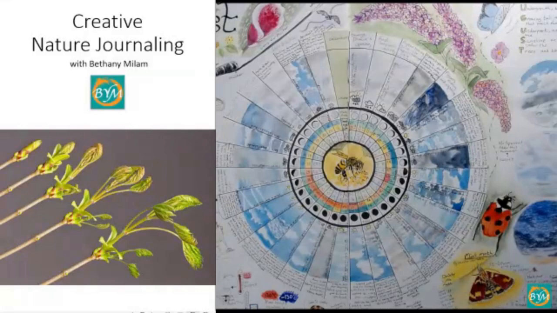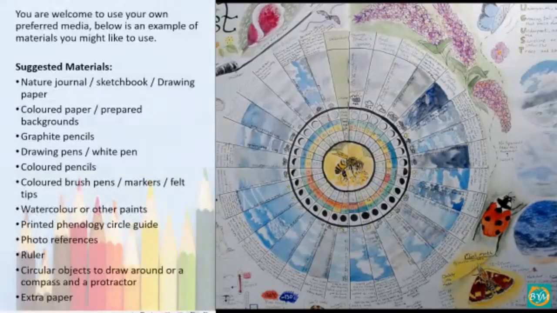So today we're going to start off with what materials you need. There are suggestions; you don't have to have everything on the list. What would be useful is a ruler, either some circular objects to draw around or a compass and a protractor, and some extra paper if you've got your own photographic references that you can search through that you might prefer using rather than mine, and that is also great.